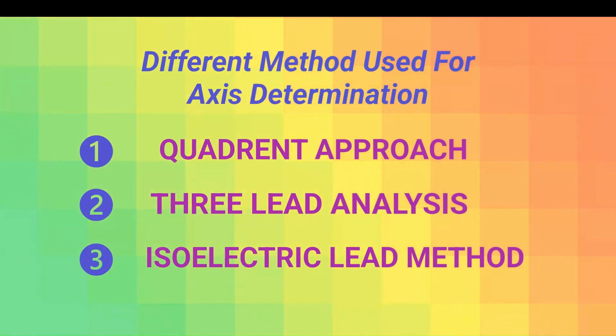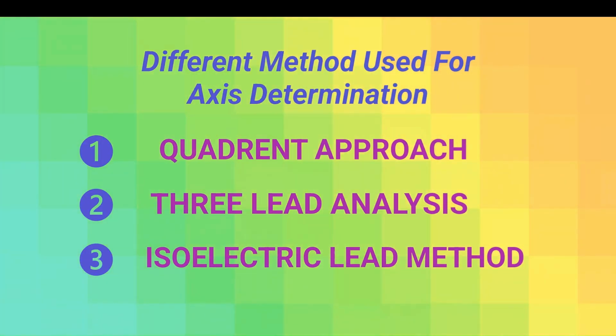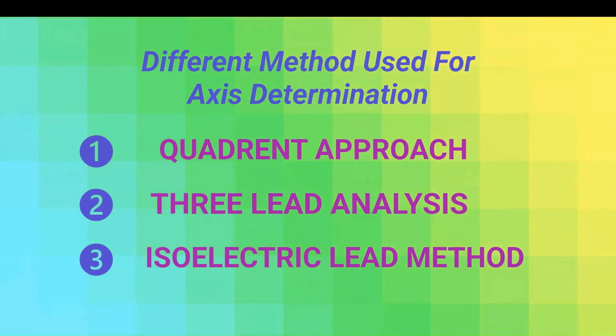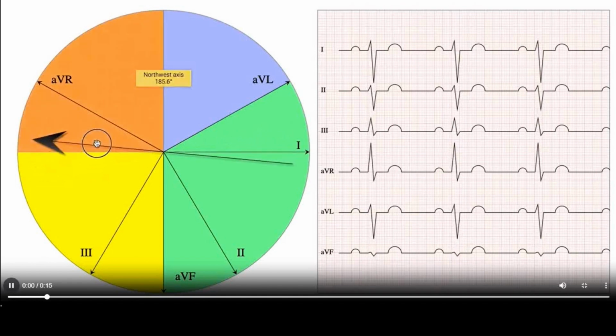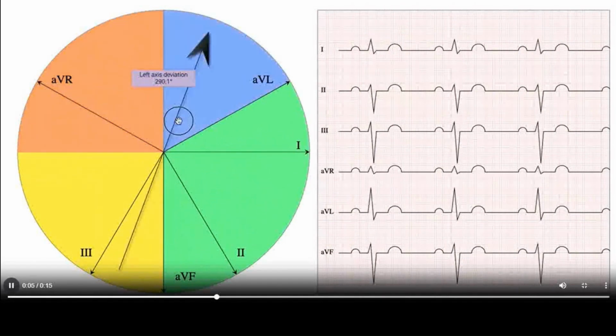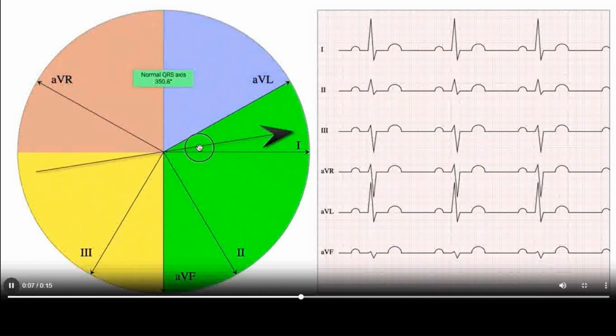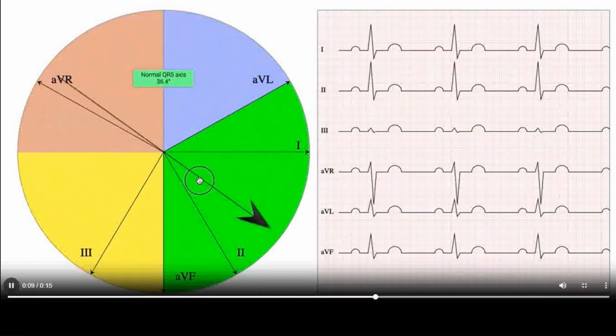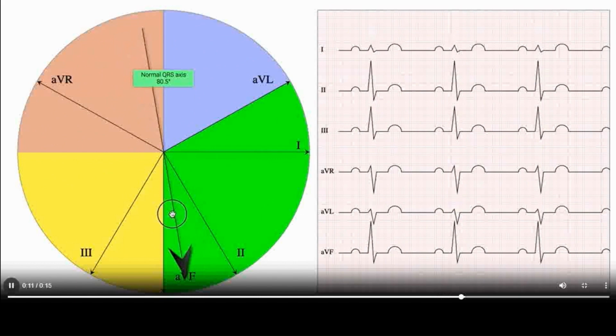Different methods used for axis determination: quadrant approach, 3-lead analysis method and isoelectric lead method. Out of all these methods, we are only going to discuss the quadrant method. Practically it's easy to determine the axis by this method, and our aim is to use this knowledge in day-to-day practice.